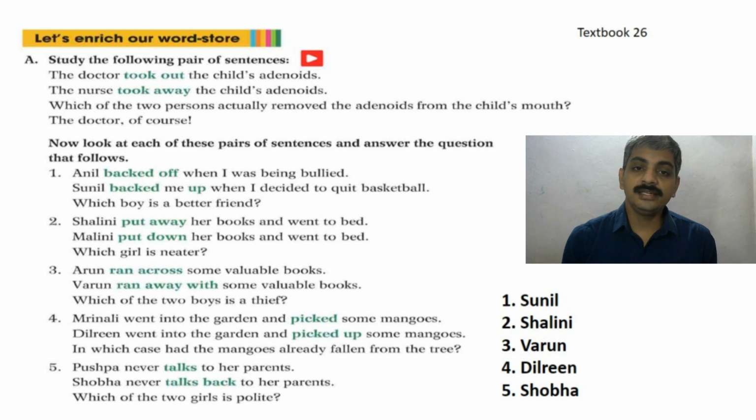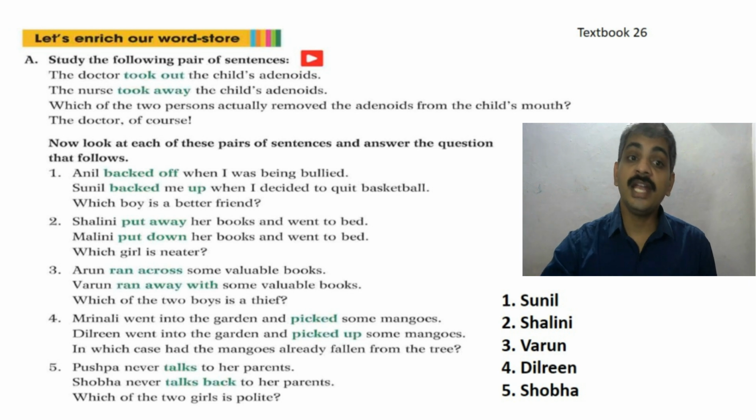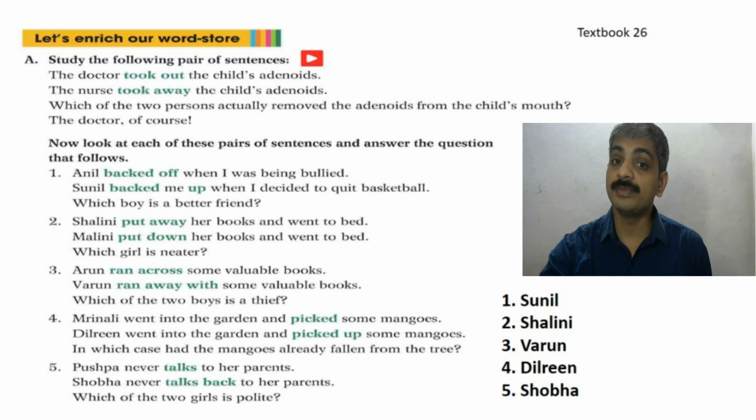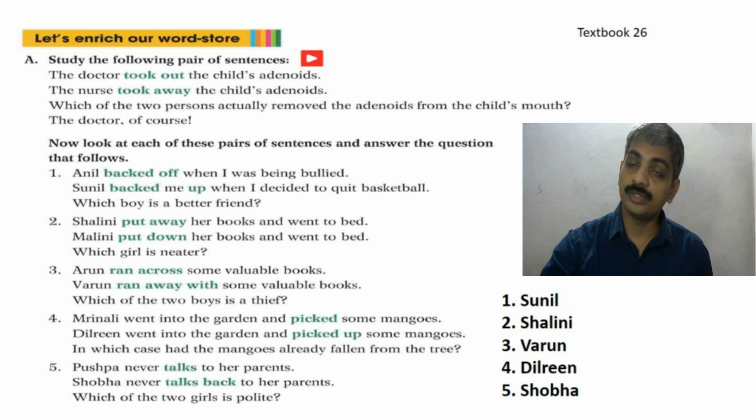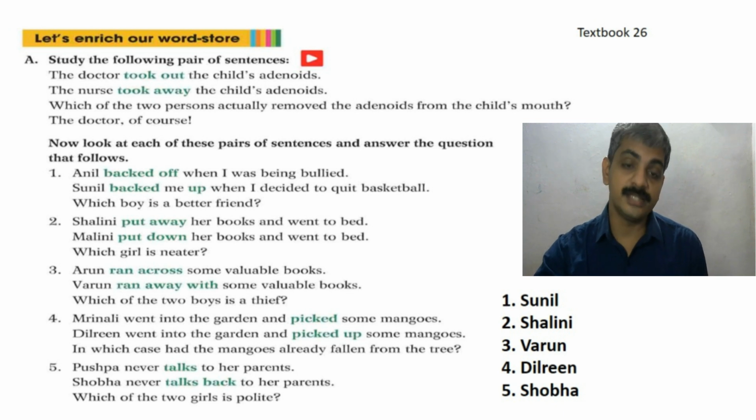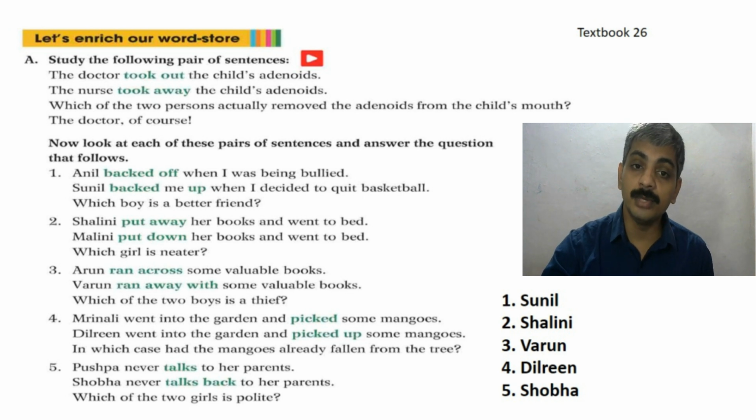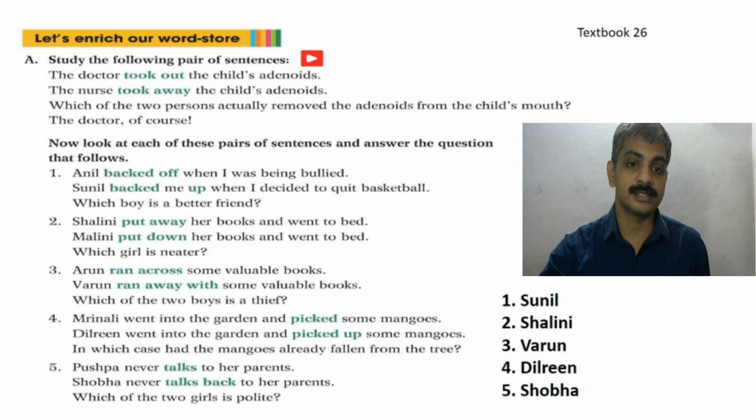In order to understand it, we should know the meaning of took out and took away. To take out is a phrasal verb which means to remove something from inside somebody's body, especially a part of it. To take away is also another phrasal verb which means to carry away. Now look at each of these pairs of sentences and answer the questions that follow. So as I have told you, we must know the meaning of these phrasal verbs. Then only we will be able to understand those sentences and give the correct answer.